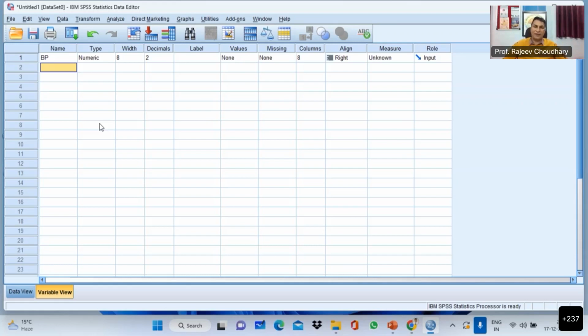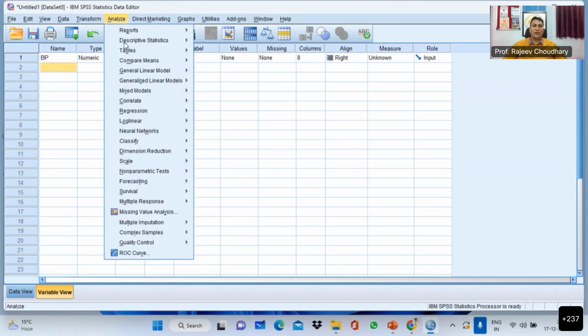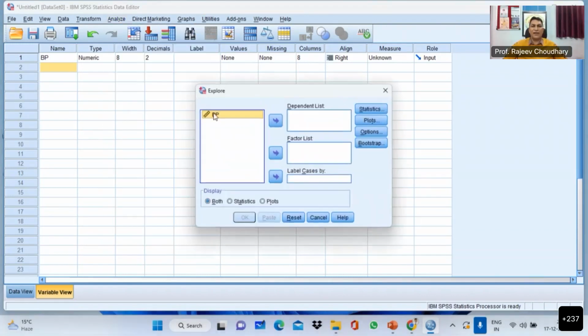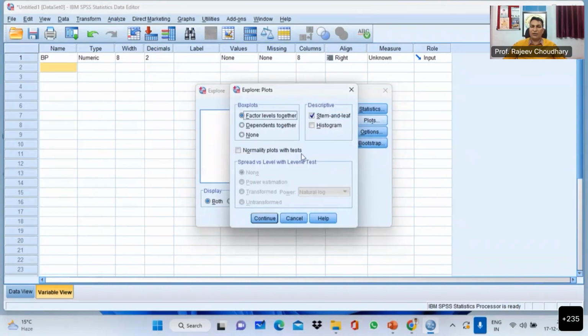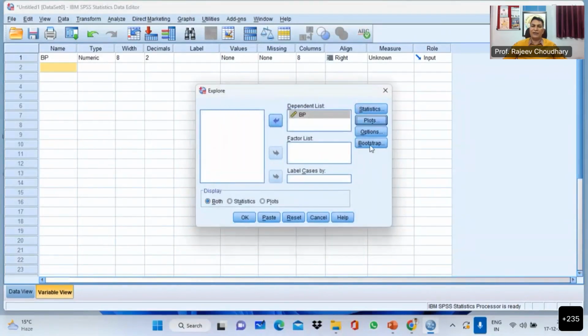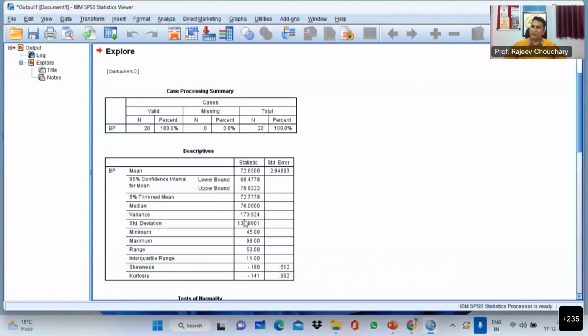Now, go to Analyze, go to Descriptive Statistics, go to Explore, and bring this variable that is named blood pressure into the dependent list, and click on Plots. See the option in front of us, normality plots with tests, and continue, and click on OK. The output will be in front of you.